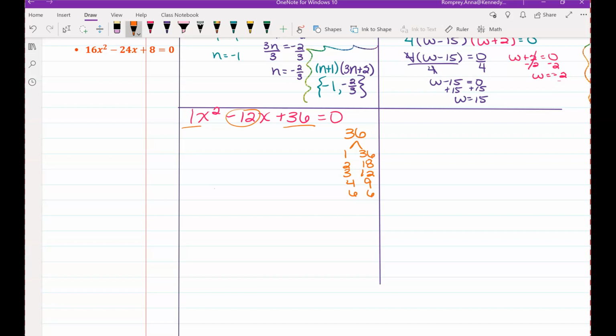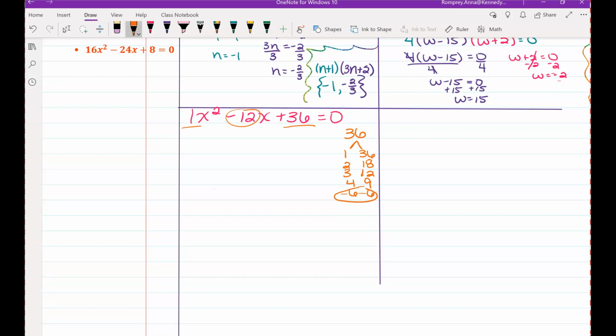All right. So factors that have a positive 36 but add up to negative 12. How is that going to happen? Oh, what about 6 and 6? Do those give us 12? Yeah, but we need negative 12. We'll just make them negative. All right, so negative 6 and negative 6, that does add up to give us negative 12, and negative 6 times negative 6 gives us positive 36. Perfect.